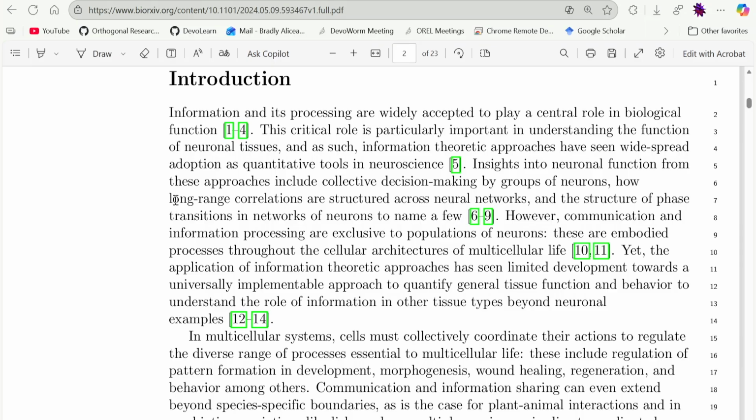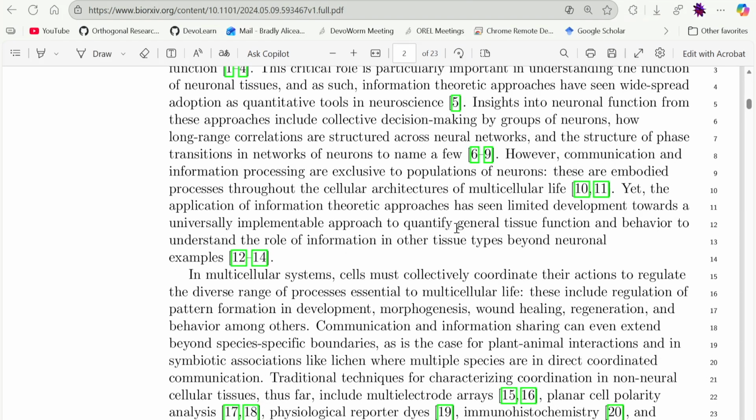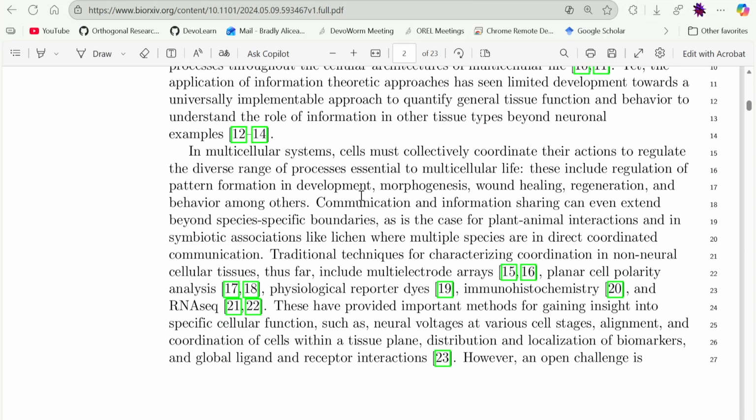And so there are these long range correlations, and there's also a structure of phase transitions in networks of neurons that result from the network structure. And so they're now applying this to non-neuronal networks, and that's kind of where they're going with this.